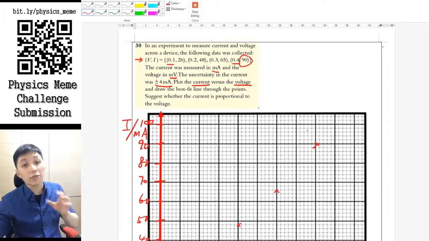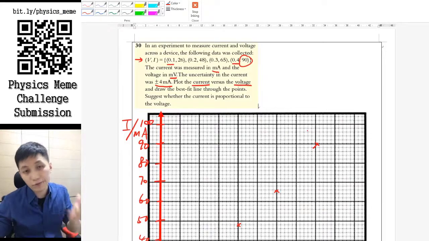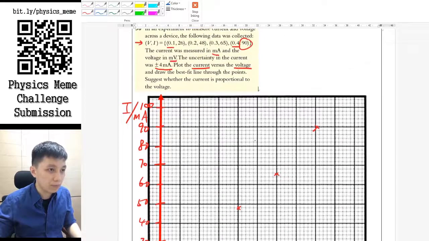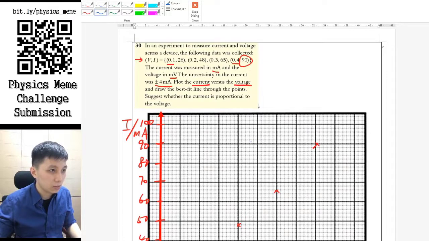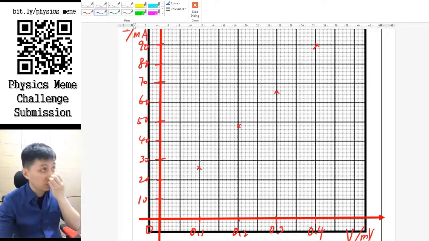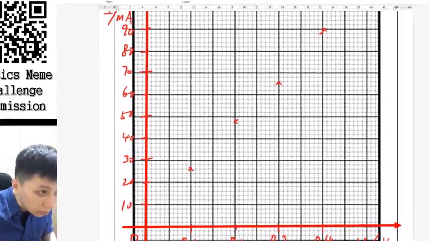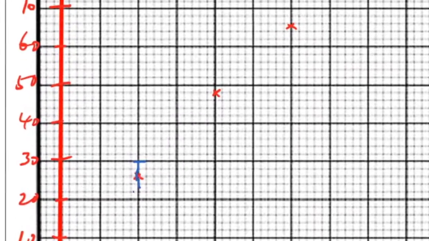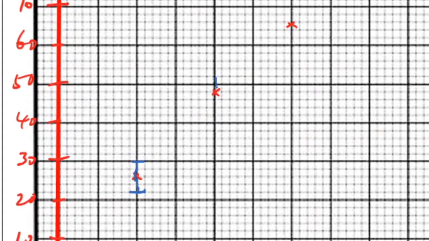So now is the part where you have to use what you learned in the previous video in IB physics, which is about the error bar. So let me use the blue color to show it. So plus or minus 4. That is because this grid is 2, so 2 grid up and down. Okay, I didn't draw very perfectly, but I hope you can understand that.